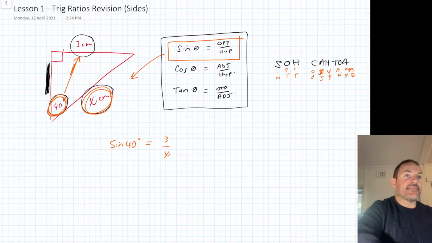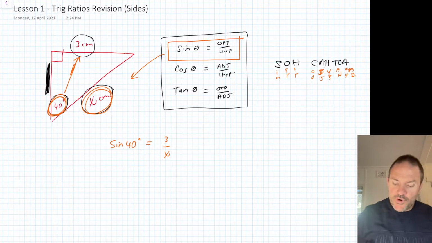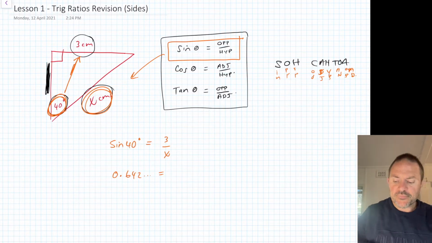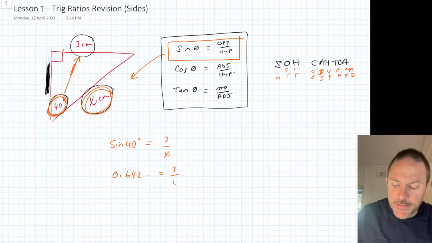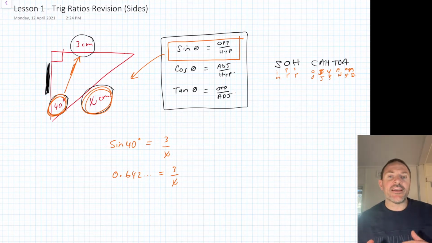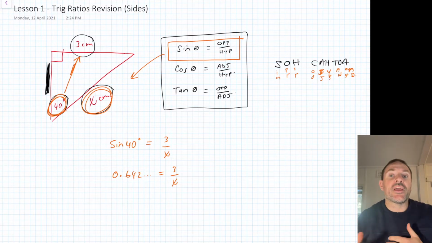Okay, now let's say I'm going to chuck this in my calculator now. I'm going to type in sine 40. I should have used a nice exact number, shouldn't I? But there we go. We get an answer of 0.642 dot to dot. Now, that equals the same answer as 3 on x. Now, I'm not going to solve that just yet, but you can now see that we've actually created a linear equation. We can times by the x, we can divide by the 0.642. We can now solve our equation to find out the value of x.